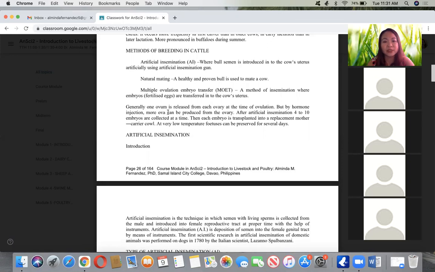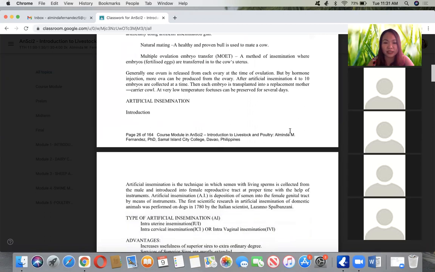Generally, one ovum is released from each ovary at the time of ovulation, like all animals, but with hormone injection, more ova can be produced from the ovary. After artificial insemination, 4 to 10 day embryos are collected at a time and then transplanted into a replacement mother or carrier cow. It is the same now with surrogate mothers in humans. This was first exhibited in cattle and other animals. At low temperature, these fetuses can be preserved for several days. That is the technology we have now.